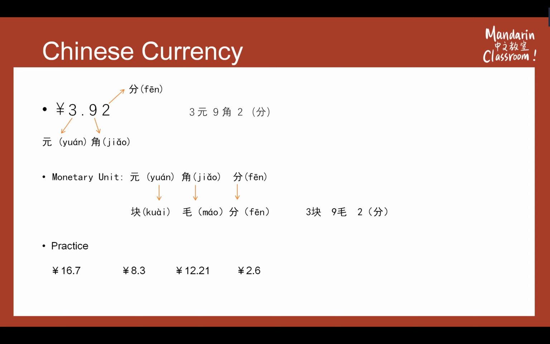So for example, the same price we learned before, 3.92. Usually in most situations you will hear the expression 3块9毛2. Okay, avoiding the last unit. 3块9毛2.